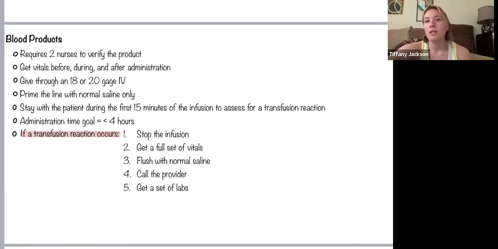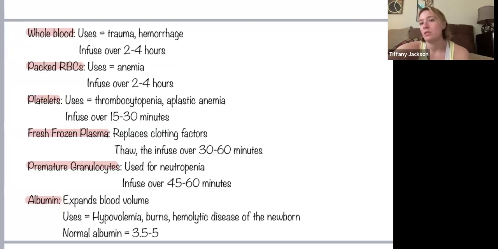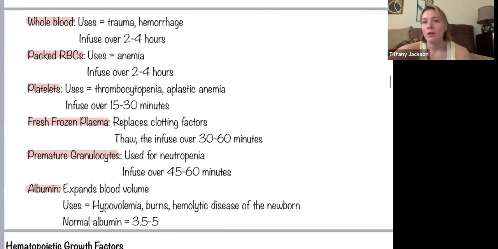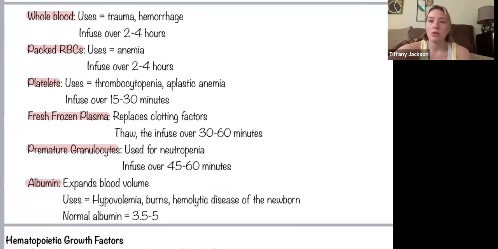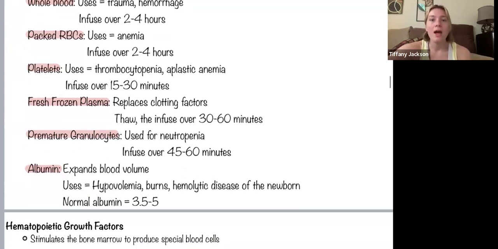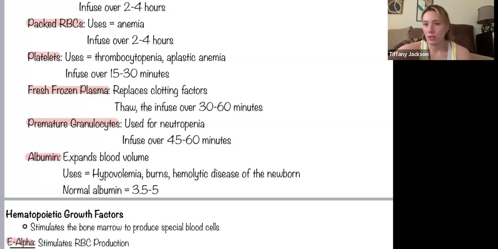What are some things we might use? Whole blood is given for any sort of trauma or hemorrhage. Packed red blood cells help with anemia. Platelets help with thrombocytopenia. Fresh frozen plasma will help replace clotting factors. Granulocytes aren't used as commonly. They're more used in oncology settings, but they are used for neutropenia. And then albumin helps expand blood volume.